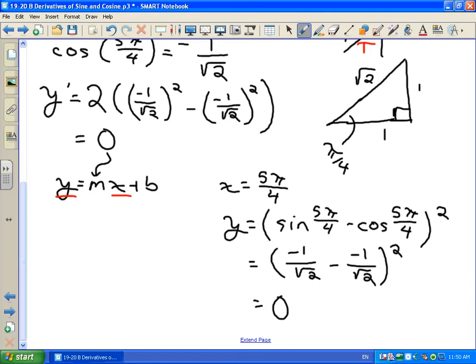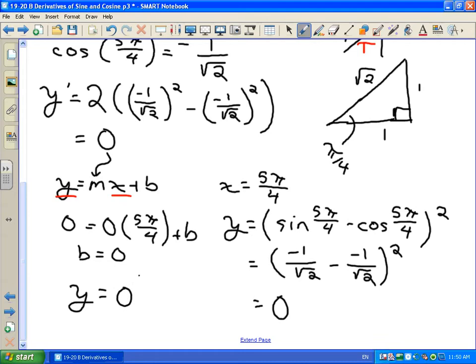So what we get is 0 equals 0 times 5 pi over 4, plus b. So b equals 0, so y equals 0. So our tangent is just the x-axis for this one.